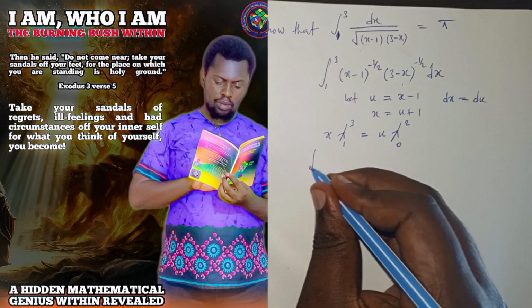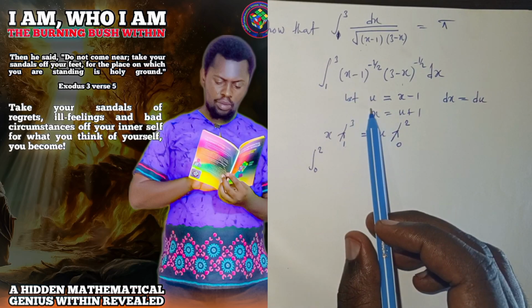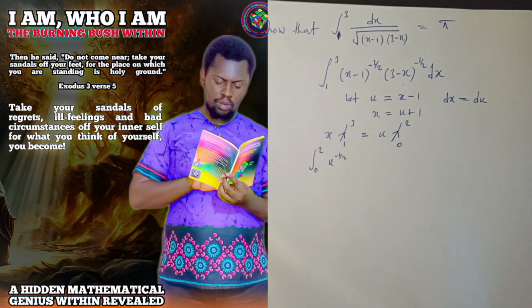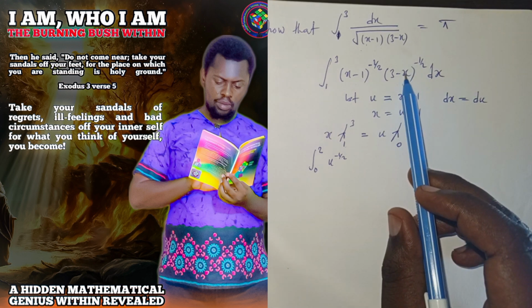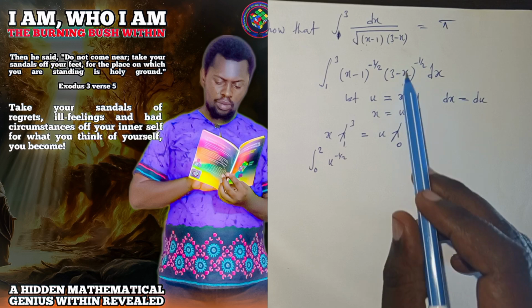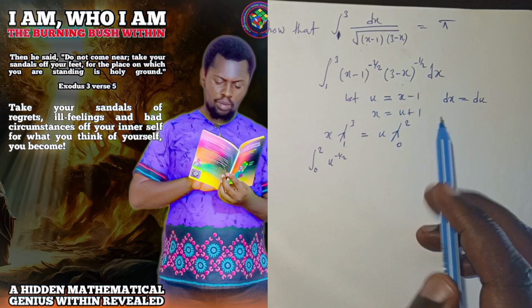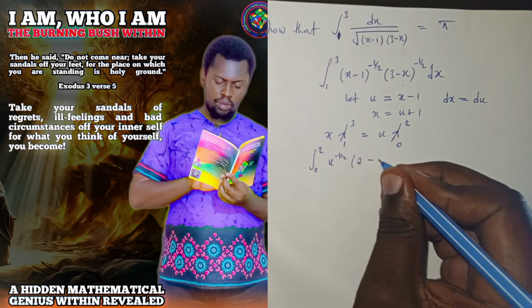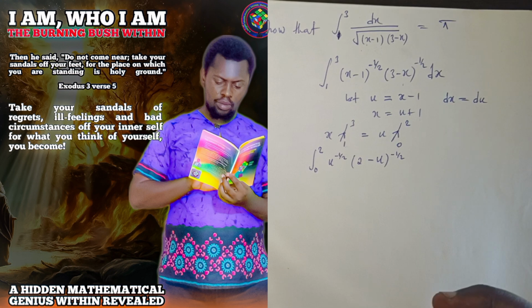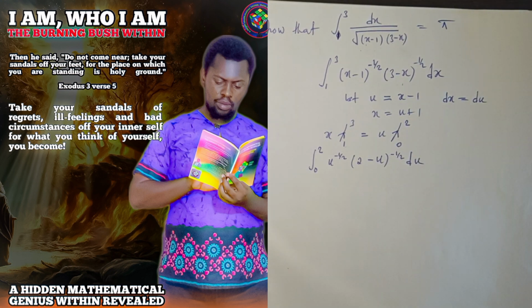Okay, so the integral from 0 to 2 of x minus 1, which is u, so we have u to the power minus 1 over 2. And where there is x, it is u plus 1. So if you put u plus 1 there, you are going to have 3 minus u minus 1, so 3 minus 1 is 2, then minus u, to the power minus 1 over 2. Then dx is du, so we put du there.